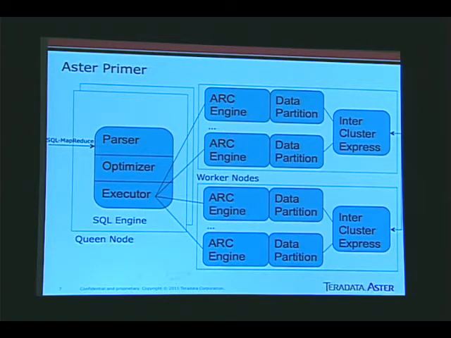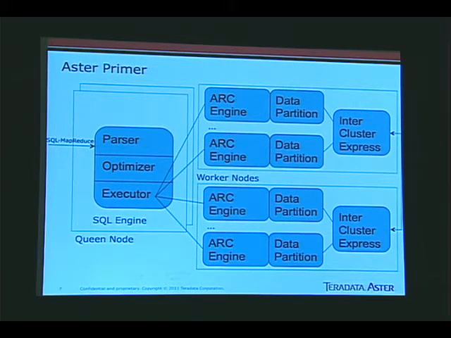The queen node has a SQL engine consisting of a parser, a cost-based optimizer that's able to optimize both SQL and SQL MapReduce, and then an execution engine that knows how to take this query and run it in parallel across all of the nodes. The worker tier consists of worker nodes. On the right-hand side of your screen, there are 2 worker nodes. Each worker node hosts a set of data partitions.